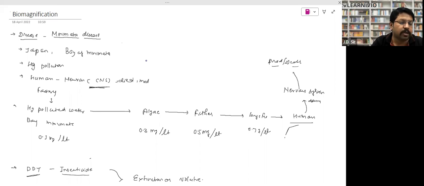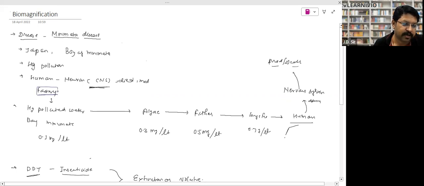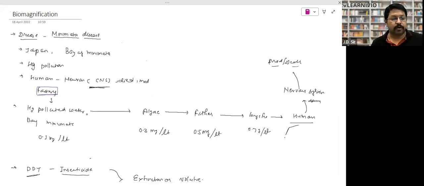Basically, the water is polluted by mercury. Every factory was releasing mercury-polluted water into their rivers, and it reaches the Bay of Minamata. So accumulation of mercury-polluted water started taking place in the Bay of Minamata. Then what happened? Suppose there was 0.1 milligram per liter, the density of the mercury in that water. Then what happened? There was an algae.